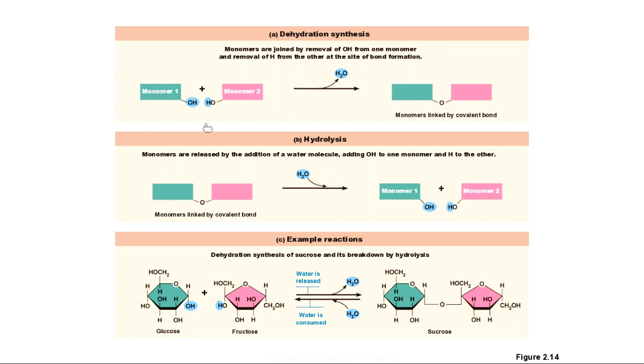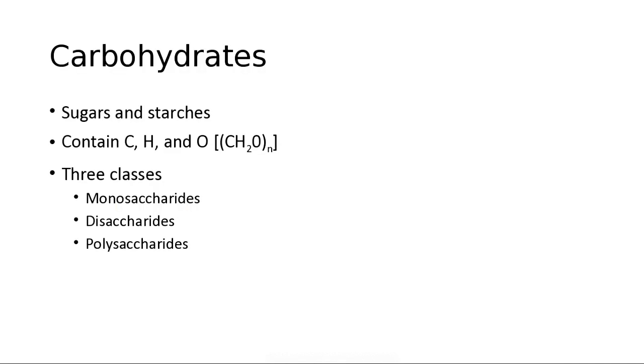So here we have monomer 1, monomer 2. You remove water and you have them linked by a covalent bond. Now, if you want to break that link, you add water in, OH and H are added, and now they're broken. And here's an example of glucose and fructose. Dehydration synthesis turns it into sucrose, which is common table sugar. Hydrolysis, water's added in, and they're broken down into glucose and fructose.